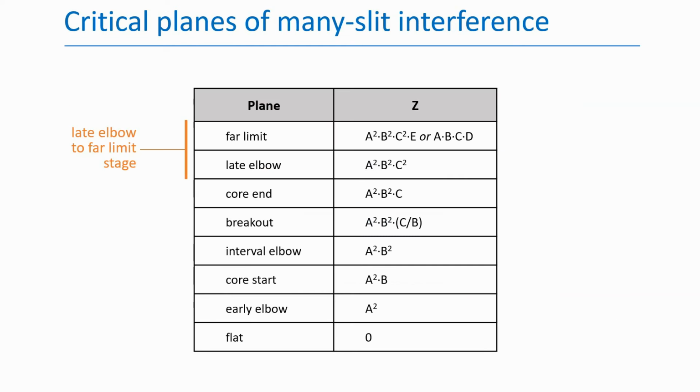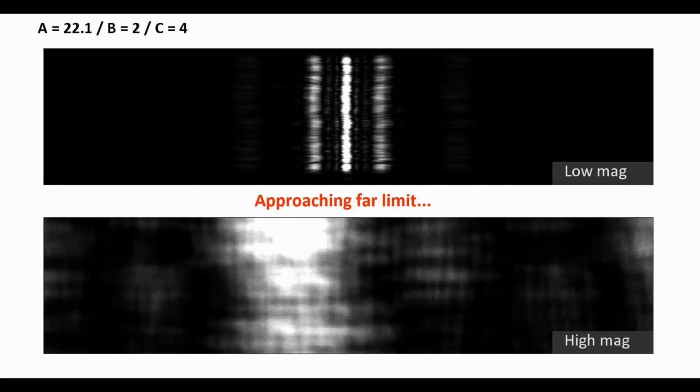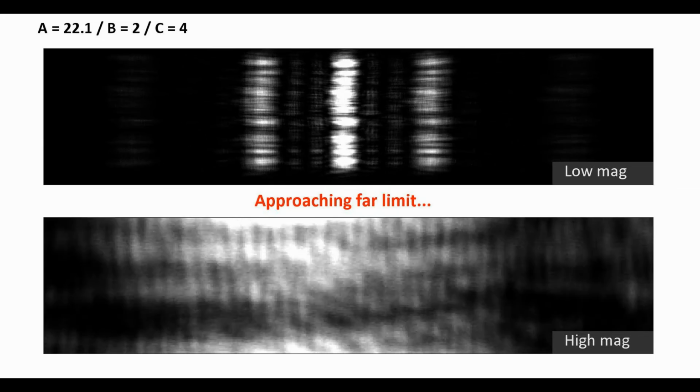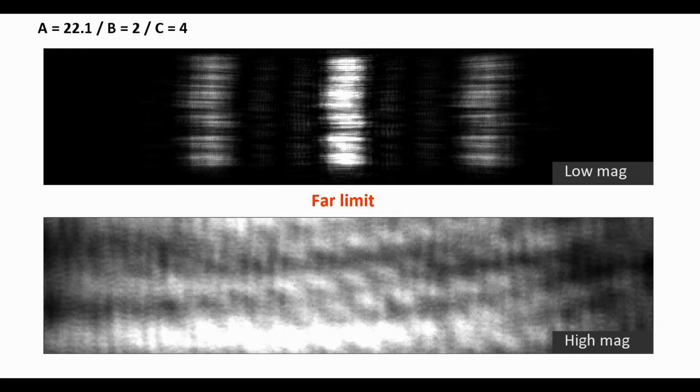The very final stage of Many-Slit interference begins at the late elbow and continues to the far limit. This final stage corresponds to the far field or the Fraunhofer region in conventional optics. Here, the pattern has reached a steady state. It keeps the same shape except for a simple uniform expansion. So for instance, in this case, at the late elbow, the stripe is roughly 1/4 of the period. Then, the entire pattern grows wider, but the ratio of stripe to period remains at about 1:4, and the number of stripes also stays constant. This can continue indefinitely as long as the light keeps propagating.